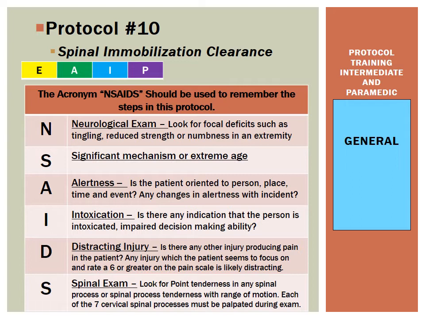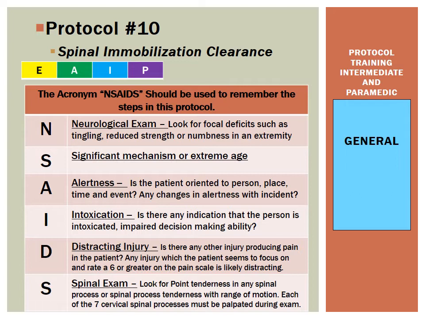Is the patient oriented to person, place, time, and event? Any changes in alertness with the incident? I is for intoxication. Is there any indication that the person is intoxicated, with impaired decision-making ability? Distracting injuries for the D. Is there any other injury producing pain in the patient?